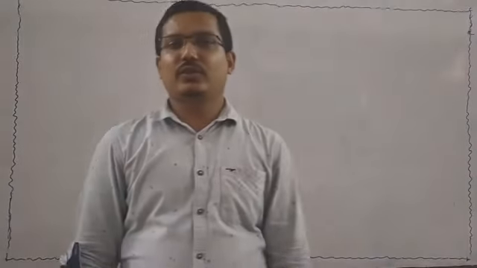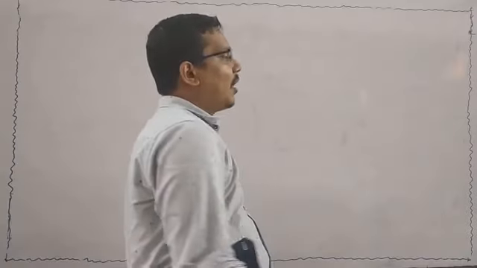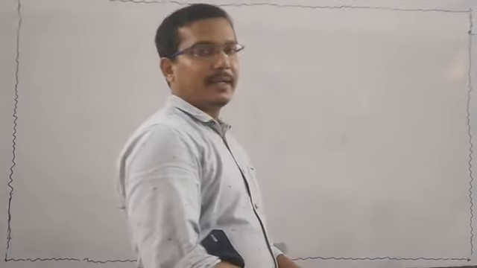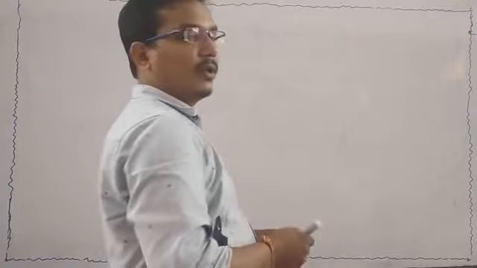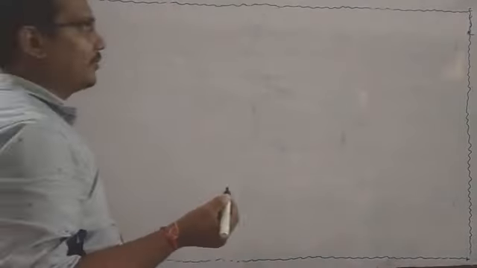Now I will teach you some important points related to solving problems regarding Bohr's atomic postulates. Then what will be the important points? First point: we know that the energy of an electron in the nth orbit, En, is equal to minus 2π²me⁴Z² by n²h².